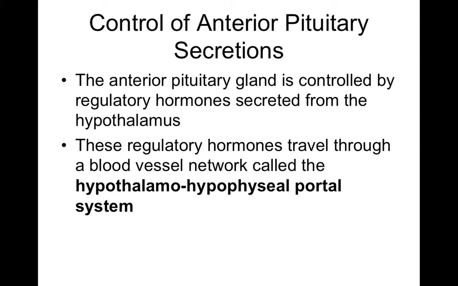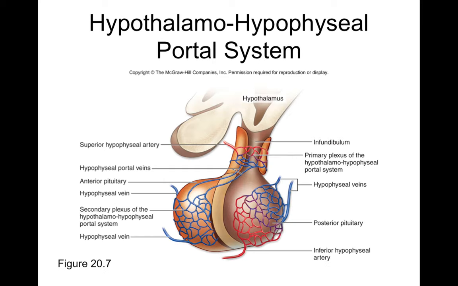And they're very small blood vessels. These are actually what are called capillaries, which are the smallest blood vessels in your body, and they're going to help transport hormones from the hypothalamus to the pituitary gland. In fact, this is what the hypothalamo-hypophyseal portal system looks like.